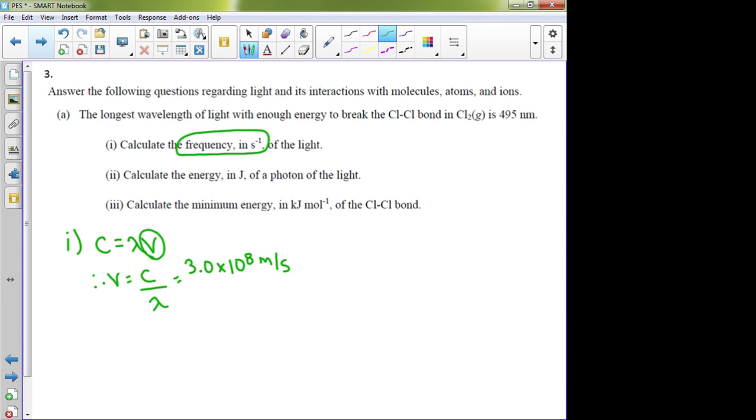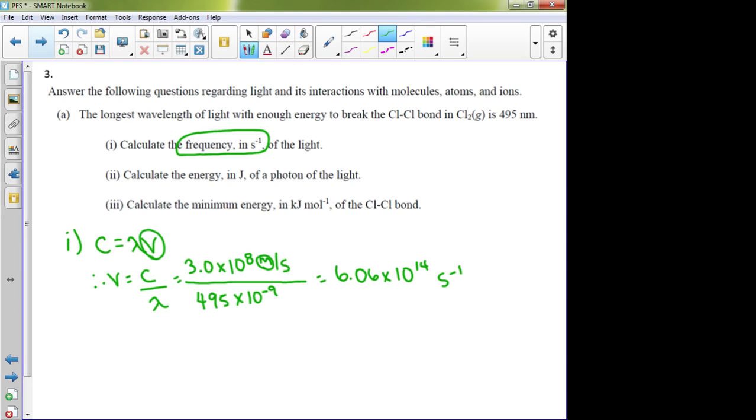They're both on there. Divided by, since this is in meters per second, what do I have to convert my nanometers to? Meters. How many meters are in 1 nanometer? 1 times 10 to the, what's nano sound like? 9. So we do it times 10 to the negative 9th. So then I know that my frequency is 6.06 times 10 to the 14th seconds to the negative 1.